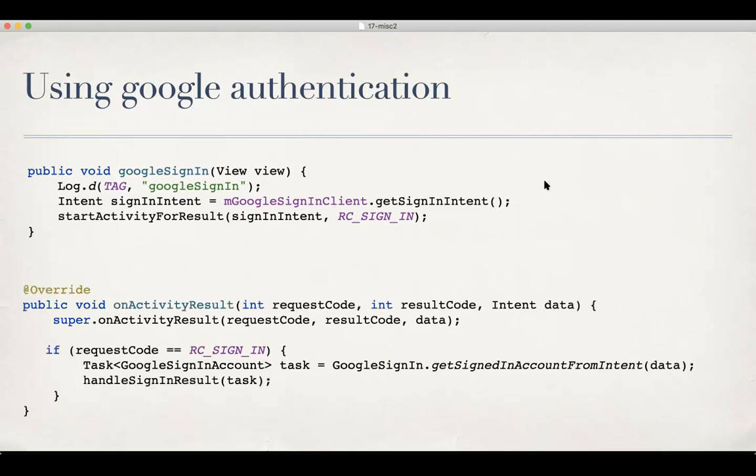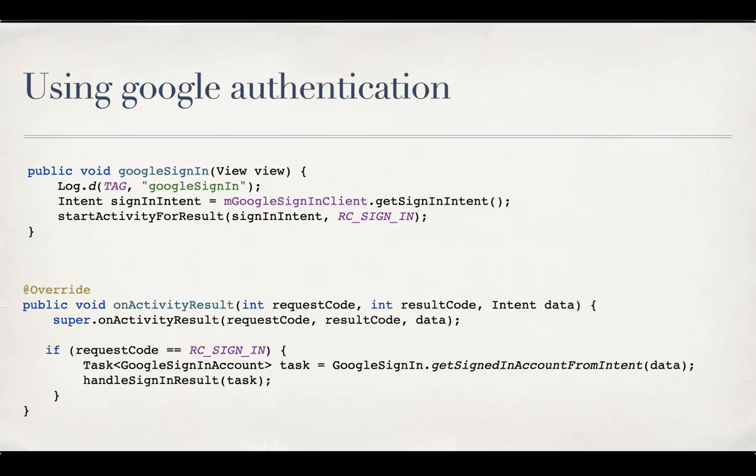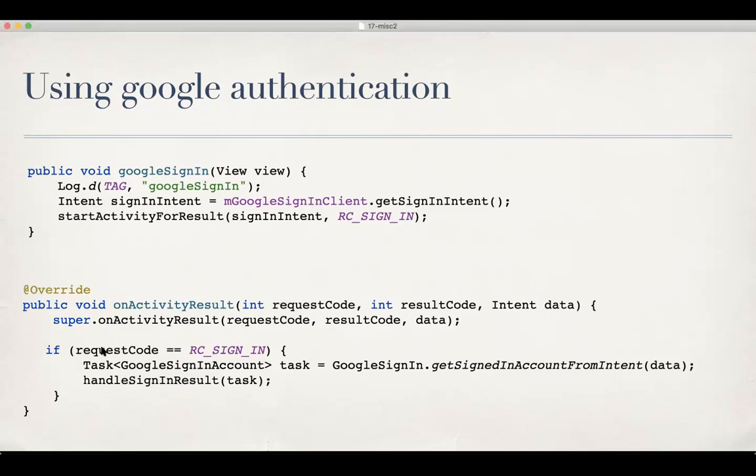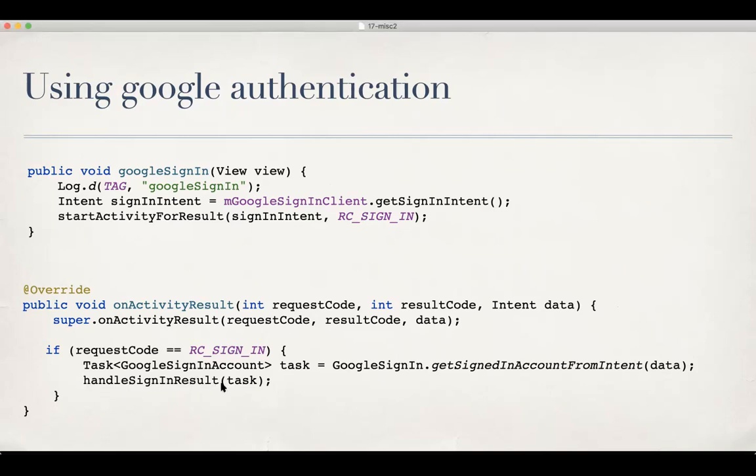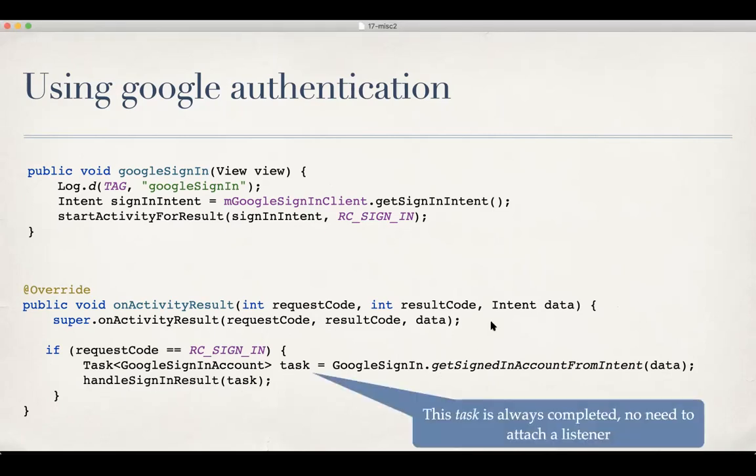Then in your on activity result, where you'll get the result, that's where you handle it. How do you handle it? You basically check for the request code, and once it matches, you ask for the get signed in account from intent. Okay, and that returns a task object. This task contains the relevant information, and then you should handle your result based on that task. Okay.